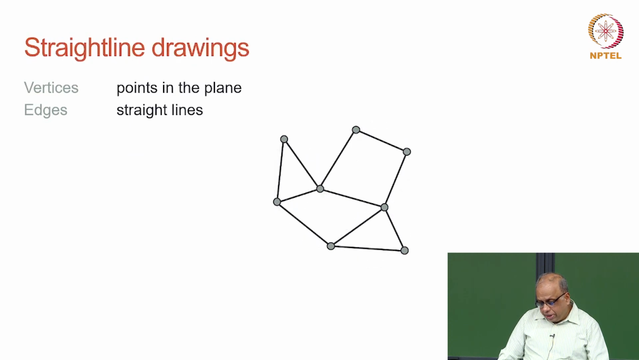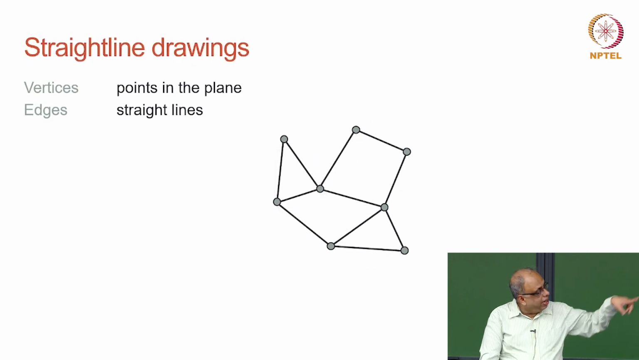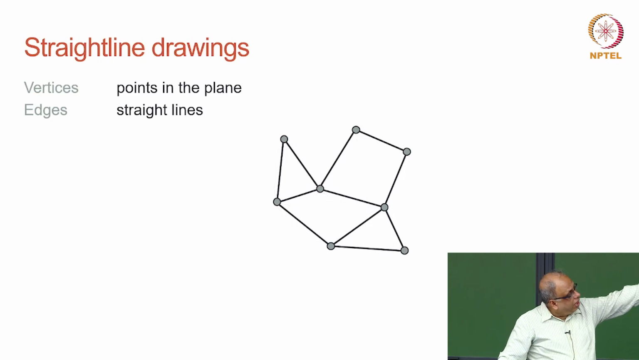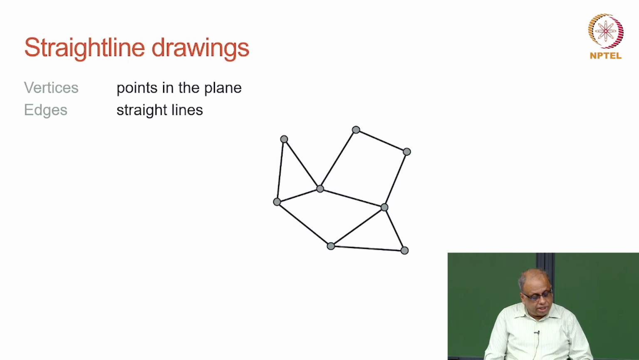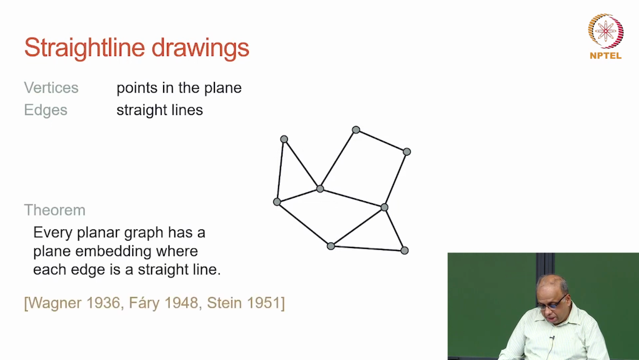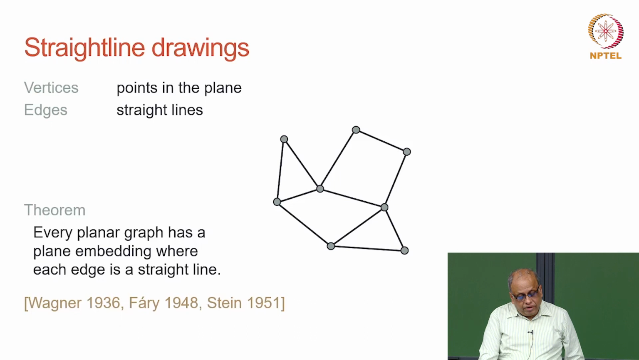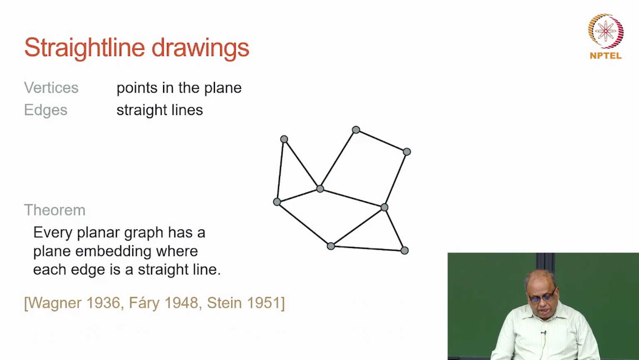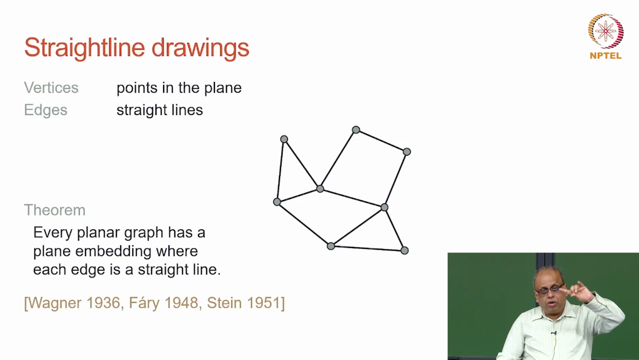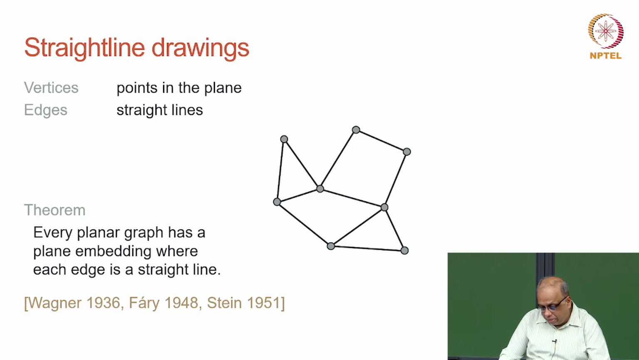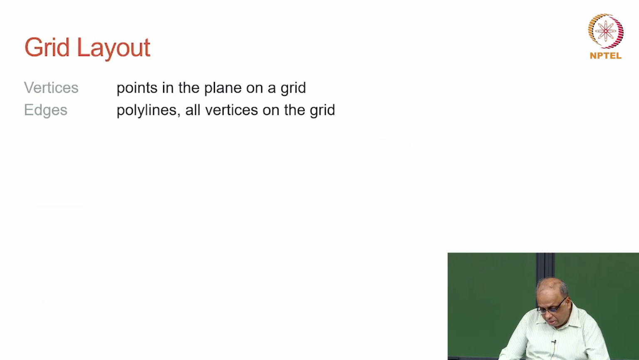But generally it is better to show it aesthetically. If you have a straight line, then it's much more pleasing. It looks better, so you would like to do it in straight lines. Every planar graph has a plane embedding where each edge is a straight line. So it cannot be that you have a planar graph and cannot draw it with straight lines. There would be some embedding where they are all straight lines.